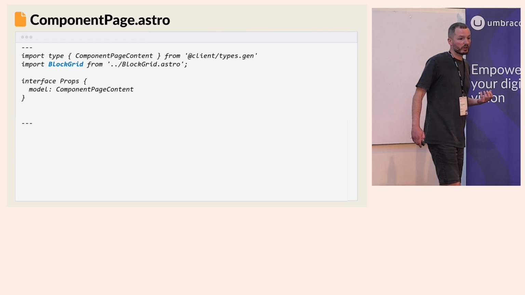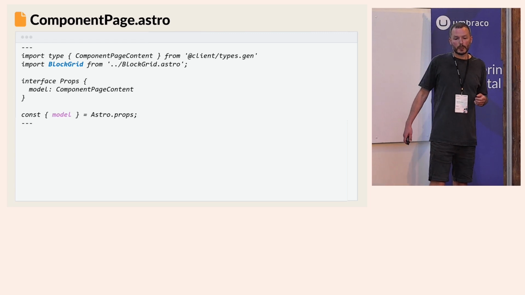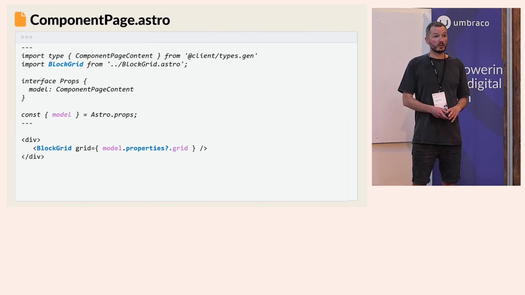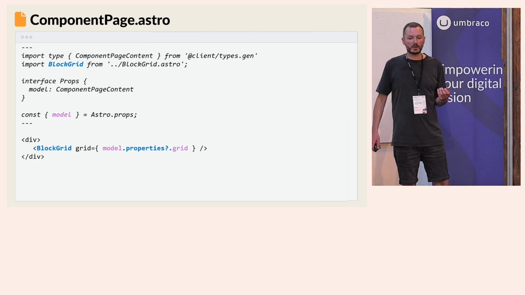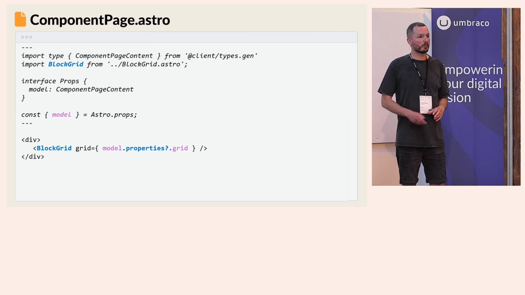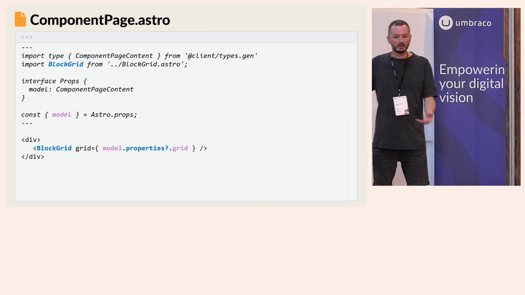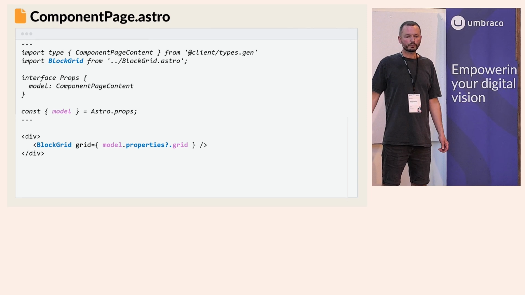We're then going to import our block grid renderer, deconstruct, and then within the markup below, we can call our block grid element and pass it a grid parameter, and then pass it model.properties.grid. In reality, that would have IntelliSense on it, so we wouldn't have to try and find out what the property is called. It's called grid, it would be more obvious.